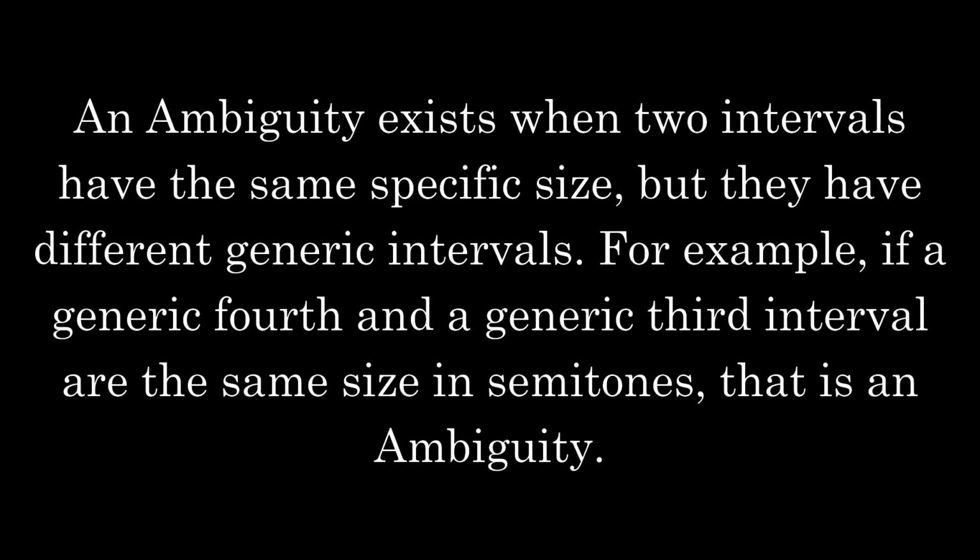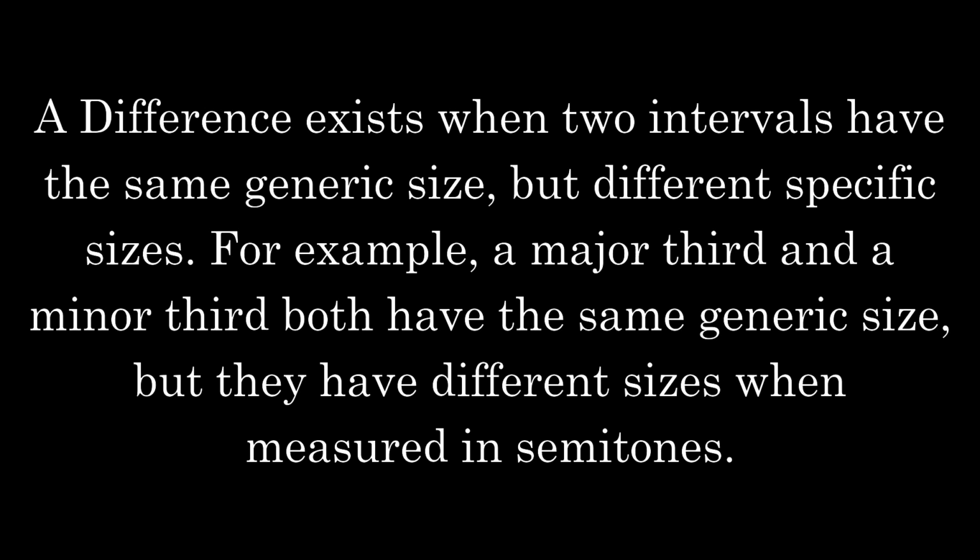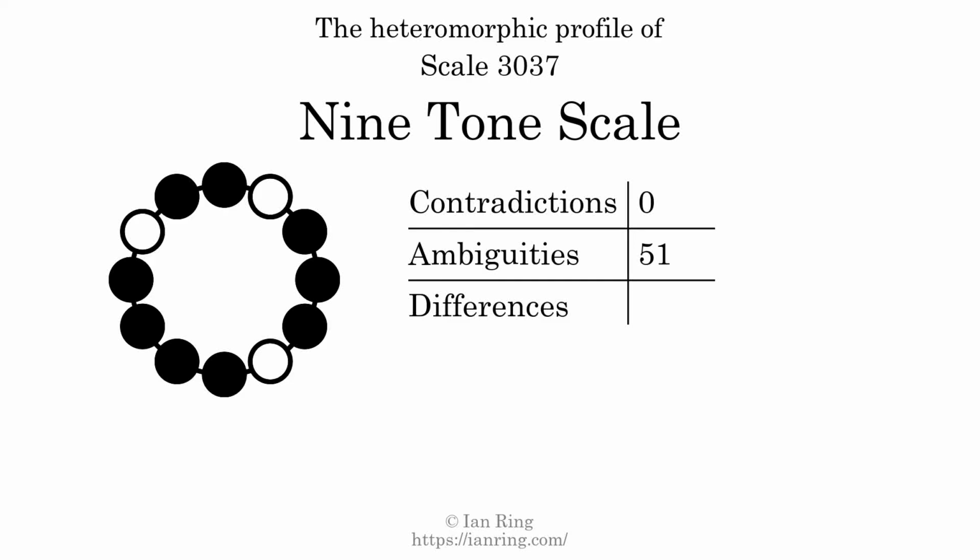An ambiguity exists when 2 intervals have the same specific size, but they have different generic intervals. For example, if a generic fourth and a generic third interval are the same size in semitones, that is an ambiguity. The number of ambiguities in this scale is 51. A difference exists when two intervals have the same generic size, but different specific sizes. For example, a major third and a minor third both have the same generic size, but they have different sizes when measured in semitones. The number of differences in this scale is 138.